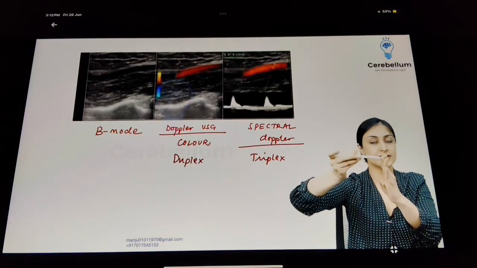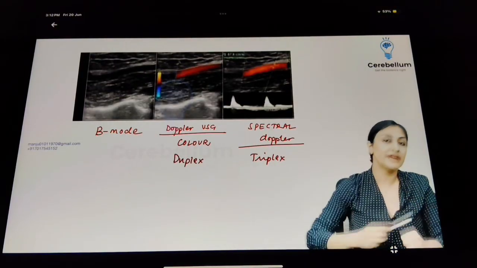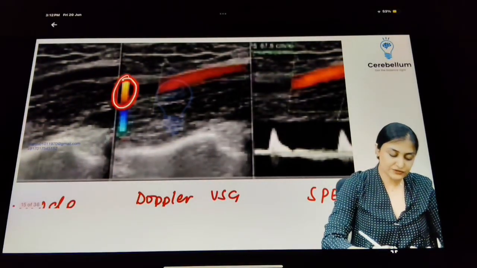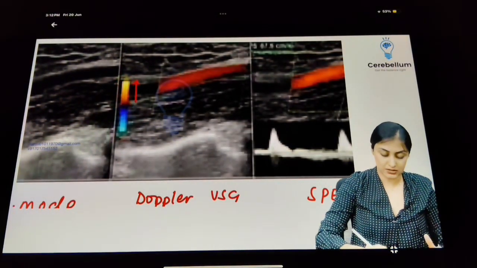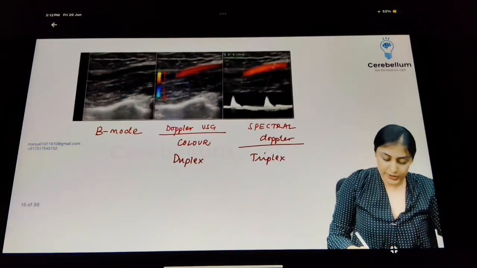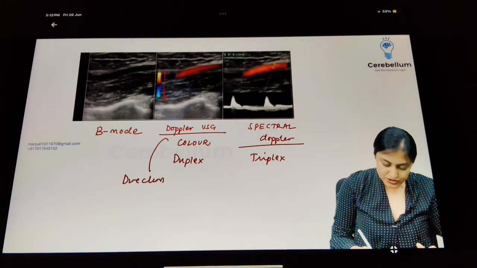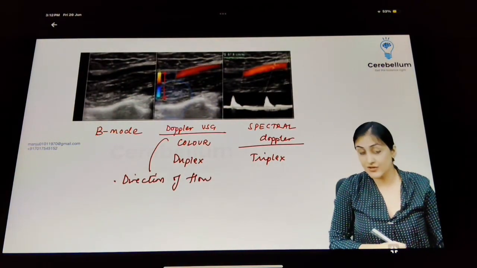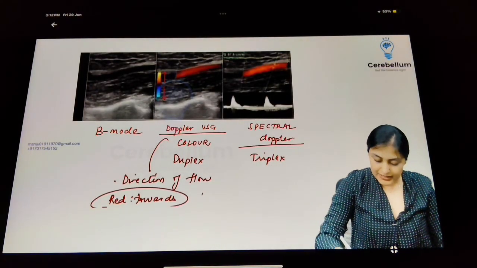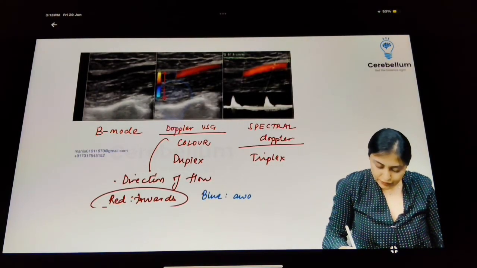When the blood is coming towards the probe, the frequency shift is positive. When the blood is going away from the probe, the frequency shift is negative. So that is what I code with color. Positive frequency shift means it is coming towards me, and I give it a red color. If it is a negative frequency shift, it means it's going away from me, and I give it a blue color. That is how Doppler ultrasound actually tells me the direction of flow. Did you understand? So this gives me the direction of flow. How do we color code it normally? Red is towards the probe, whereas blue is away from the probe.